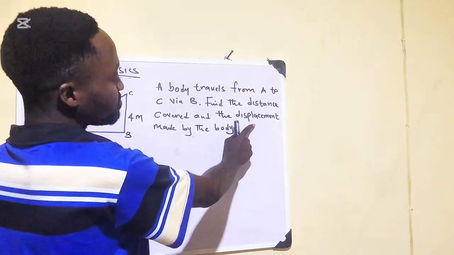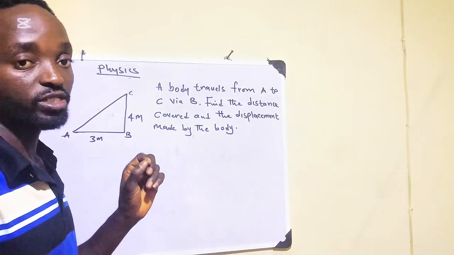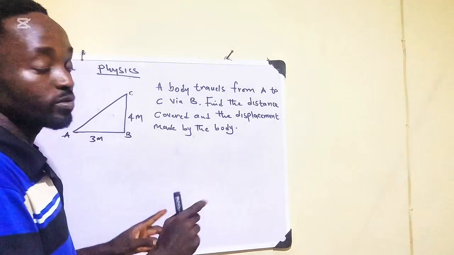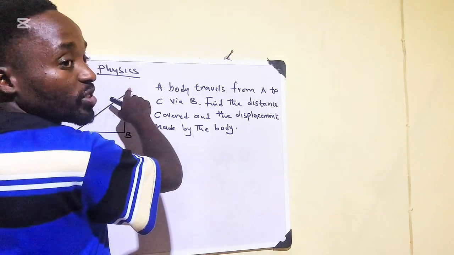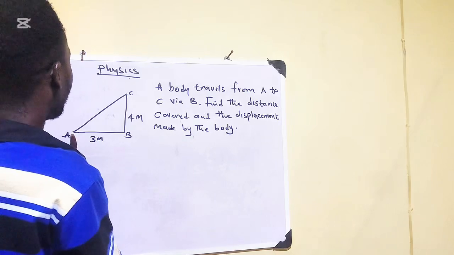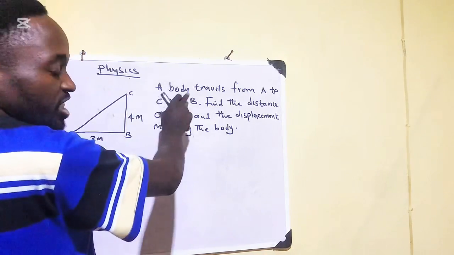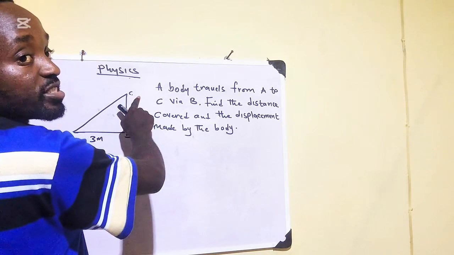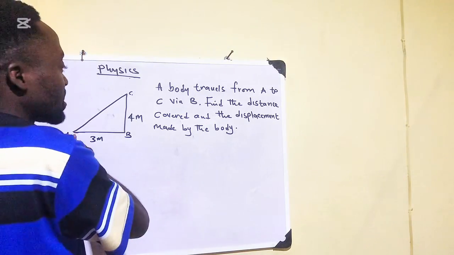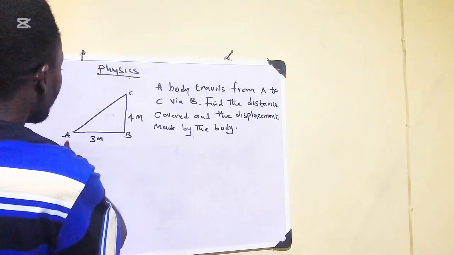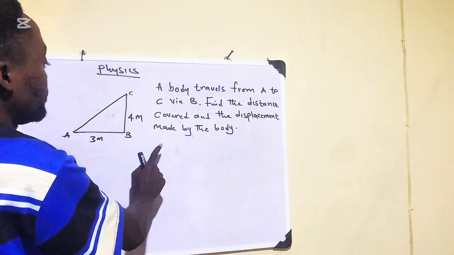But when you're talking about displacement, displacement doesn't necessarily have to do with the path that you followed. Displacement is only concerned with where the body started and where it ended. The body started at point A and it stopped at point C. So in displacement, we are only concerned with the shortest distance from A to C. Is that clear? For distance, you are considering the distance of all the path you followed.